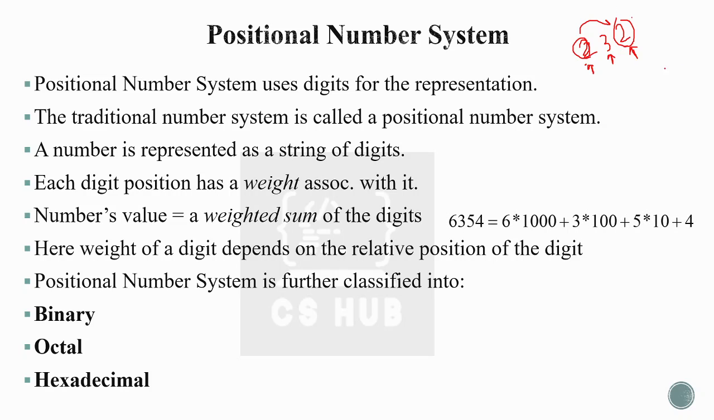And this is one more example, 6354. We can see that the 4 is at the unit place and the 5 is at the tens place, so its value is 5 into 10. The 3 is at the hundreds place, so its value is 3 into 100. The 6 is at the thousands place, so its value is 6 into 1000. This is the positional number system.